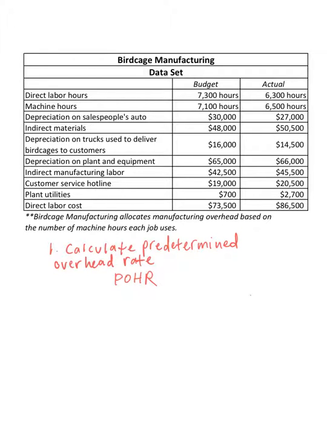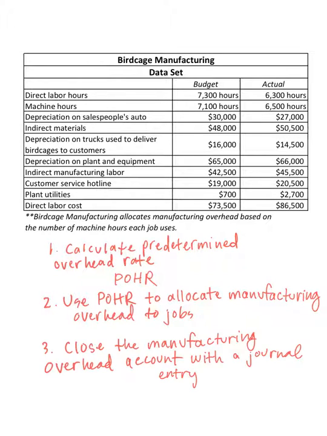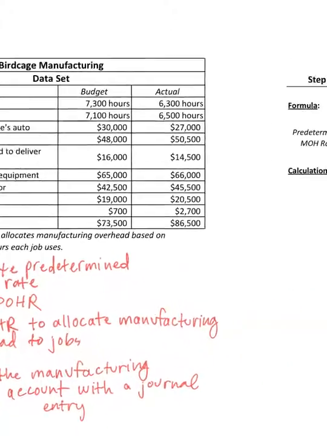The second thing we are going to do is use the POHR to allocate overhead to jobs. And the last thing we will do is make the adjusting entry to close the manufacturing overhead account. And I'm going to abbreviate manufacturing overhead as MOH, or MO. Let's get started with the first requirement.